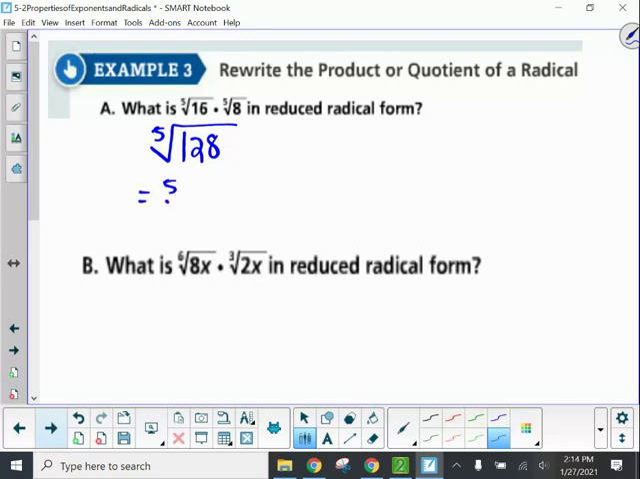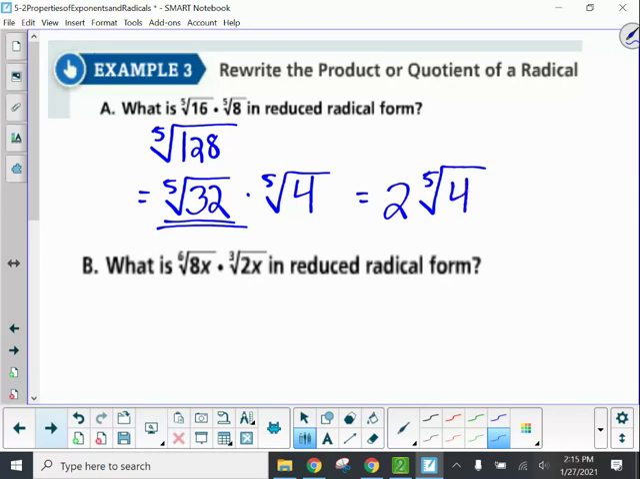And 128 does have a perfect 5th factor. And that perfect 5th factor is 32, because I can take the 5th root of 32. 32 times 4 gives me 128. So 4 would go in the second radical. The 5th root of 32 is 2, so that 2 is going to come out. I can't take the 5th root of the 4, so that would have to stay in.